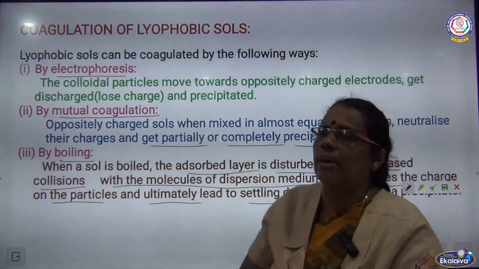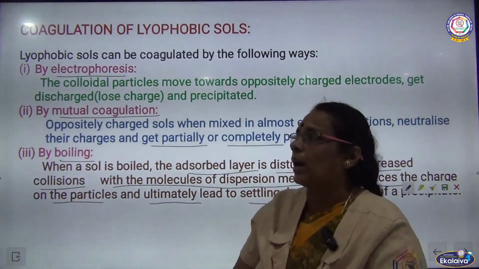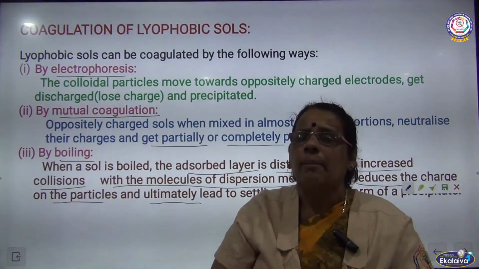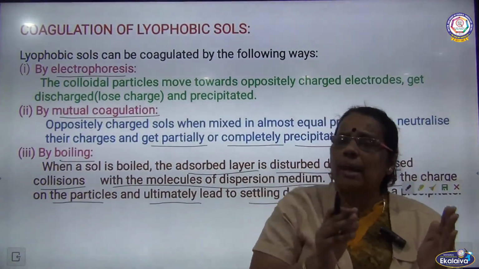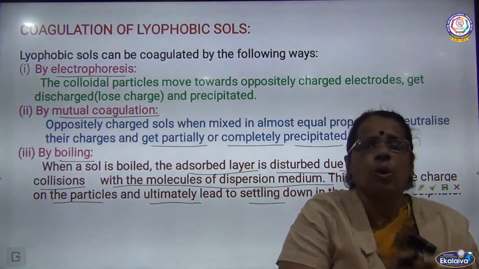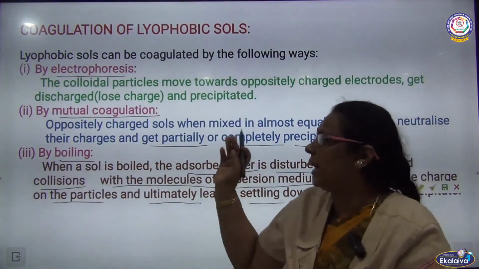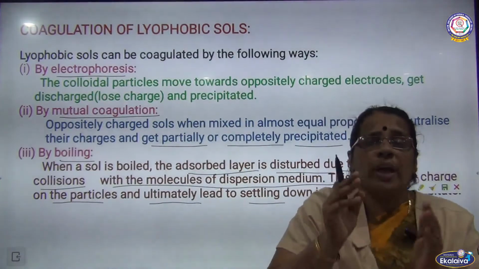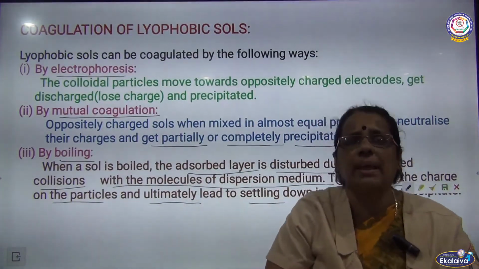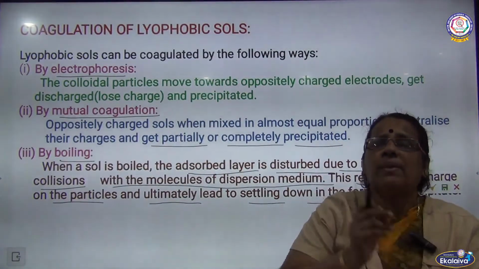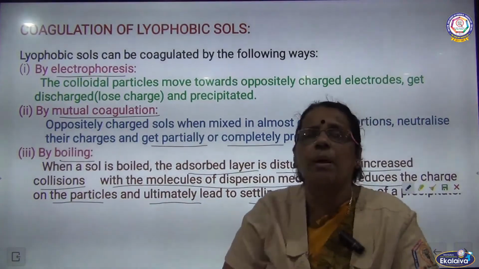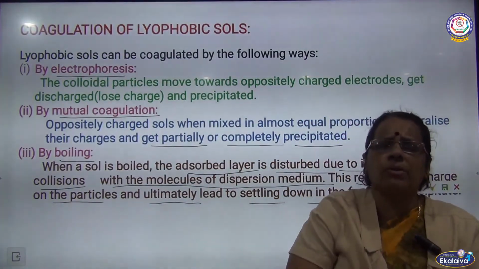So these are the three methods where lyophobic colloids undergo coagulation. The first one is electrophoresis, that is, by passing current the particles are moving towards the oppositely charged electrode, and mutual coagulation is taking place. The next one, as I already told you, is when oppositely charged colloidal solutions are mixed in equal proportion, neutralization is taking place, thereby colloids are converted into a precipitate. The next one is boiling. So when you are boiling the colloidal solution, what is happening?